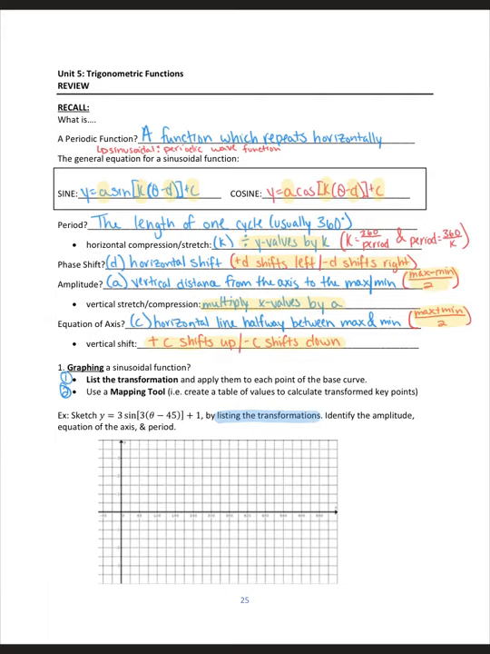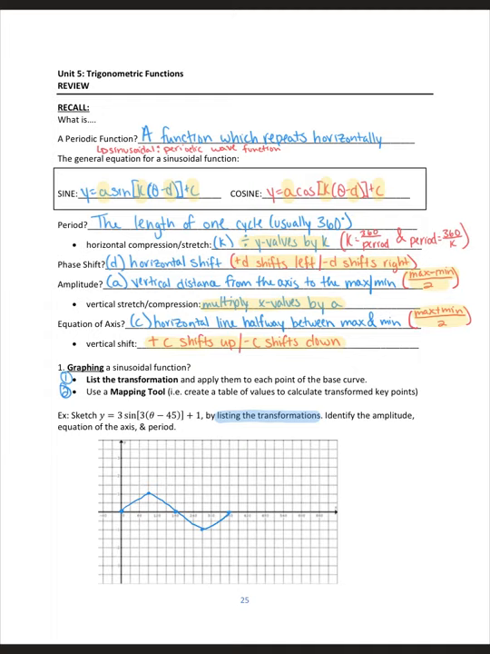So we have a sine function here. So let's first graph our base sine function. We know where the key points are. They're at 0, 90, 180, 270, and 360. Right? And we know that they go from the axis to the maximum, back to the axis, then to the minimum, and finally back to our axis.